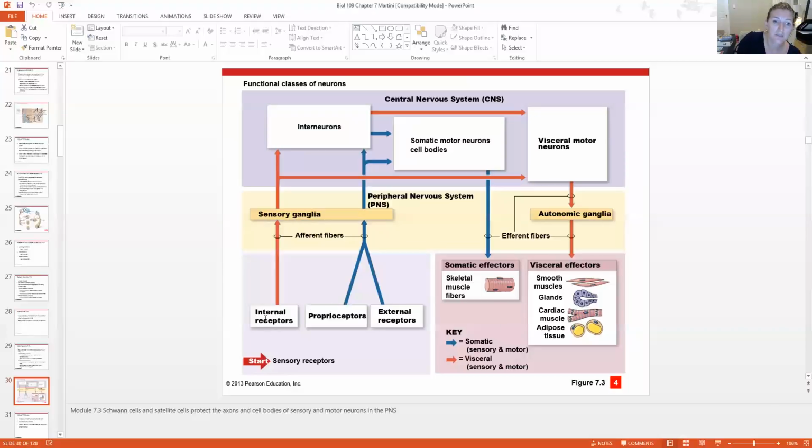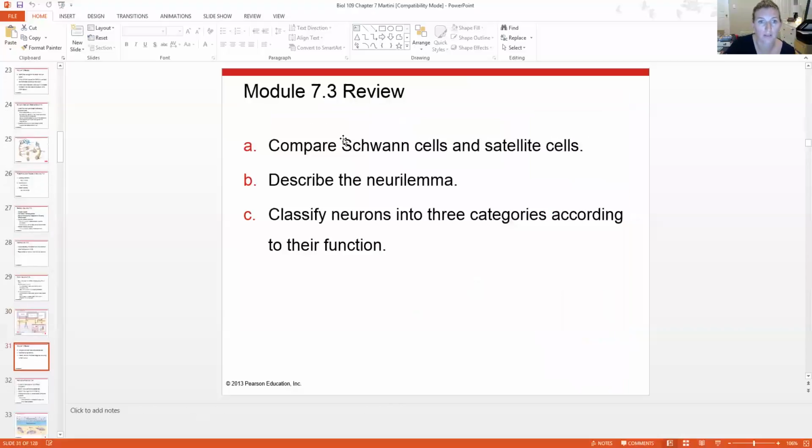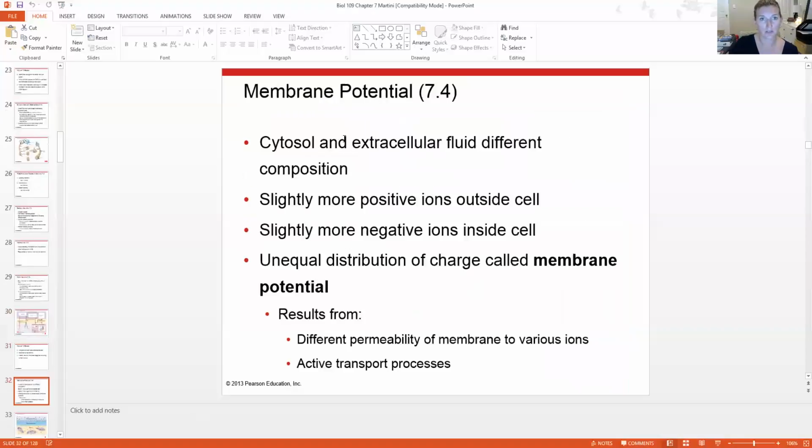Notice that some of these internal receptors go right over to visceral neurons. They don't go up to the central nervous system and go through an interneuron. These would be some reflexes, which we'll talk about all these examples later. You can pause the video, go back and answer these 3 questions.